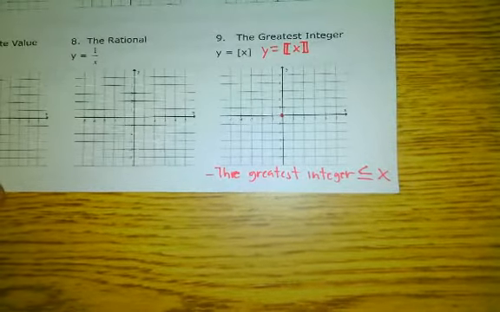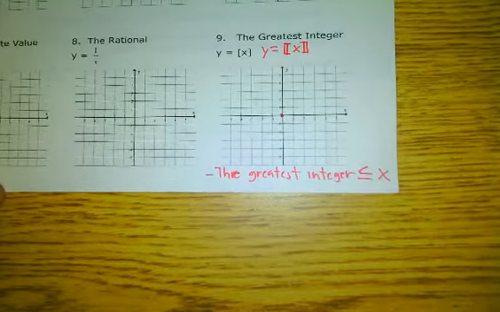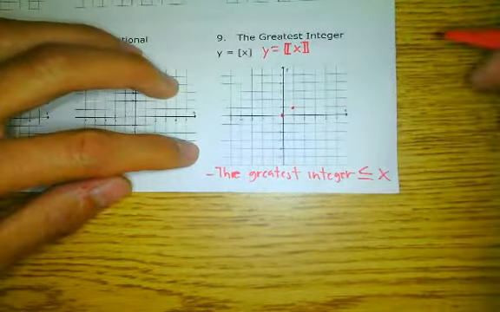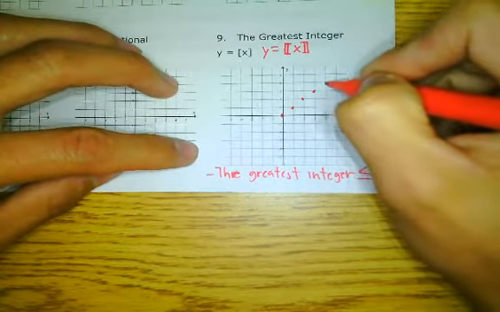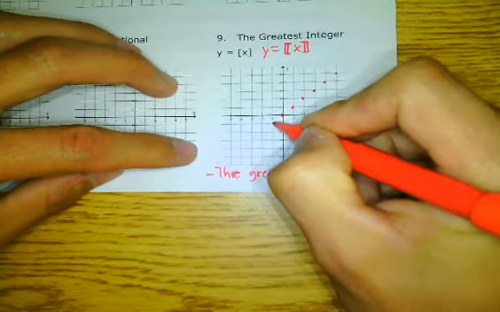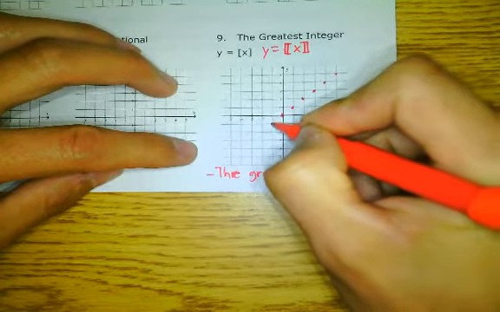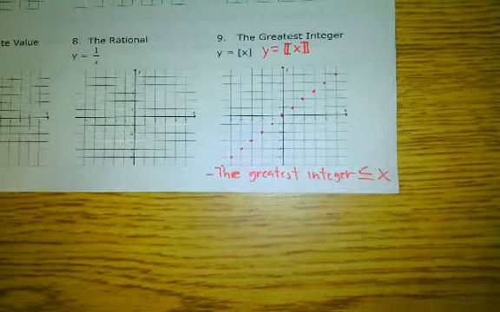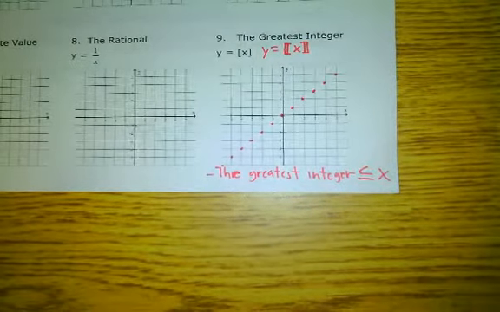I'm going to plot the point number 1. What is the greatest integer that is less than or equal to 1? What about 2? Are we getting a pattern? What about negative 1? Do you guys agree? Are you all with me as far as this goes?